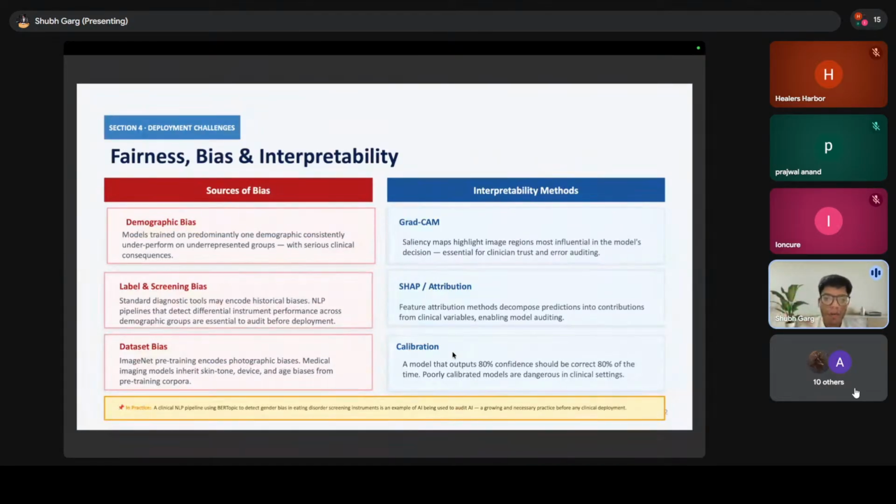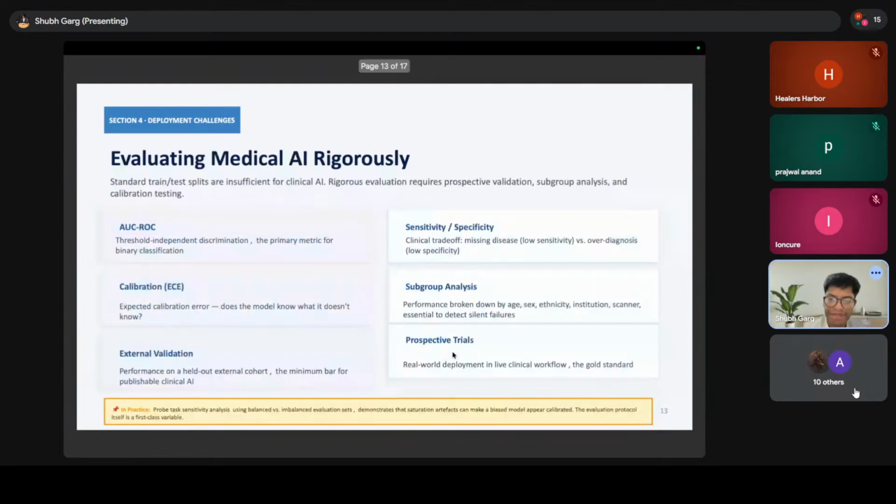As an anecdote, I want to present a clinical NLP pipeline using BERTopic to detect gender bias in eating disorder screening instruments. It's a direct example of AI being used to audit AI. The finding that the standard screening tools produce differential performance across gender groups has direct implications for how those tools are used clinically. That kind of audit is not optional. It's a prerequisite for responsible deployment.